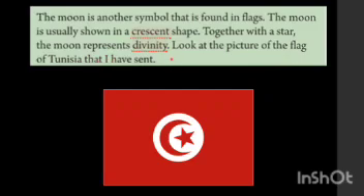She is telling Ketan that she has sent a picture of the flag of Tunisia. And in some flags, the moon is found as a symbol in a crescent shape. Crescent means a curved shape that is wide in the middle and pointed at each end. And if the moon is with a star, it represents divinity. Divinity means the quality of being a god.